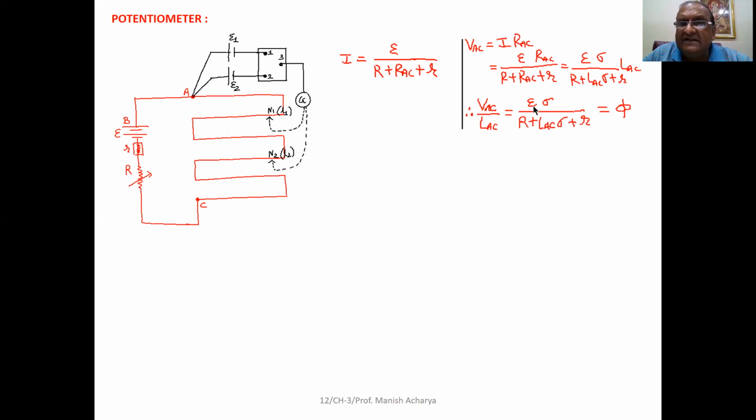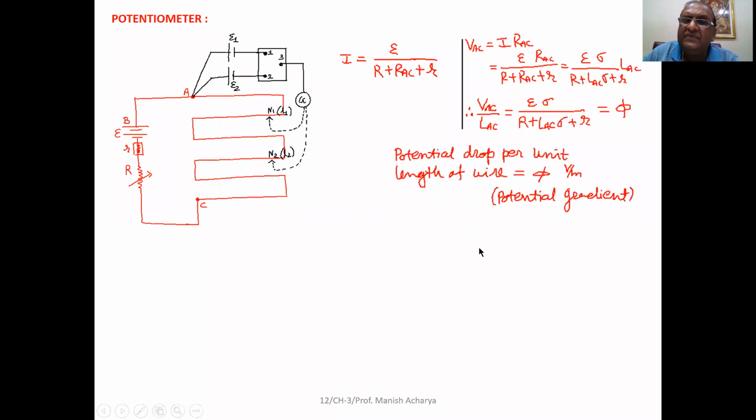So we can write that is E sigma upon R plus length of AC wire into sigma plus r, and this is denoted by phi. This is called the potential difference per unit length of the wire, that is potential gradient. Clear to all of you?